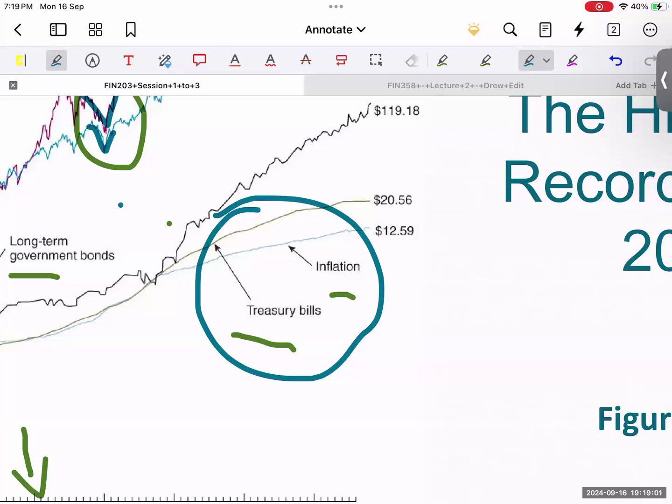So for example, like now the inflation is 5%, means that if you go and buy a treasury bill, which is like a risk-free asset, there's no risk, the treasury bill should give you 5%.